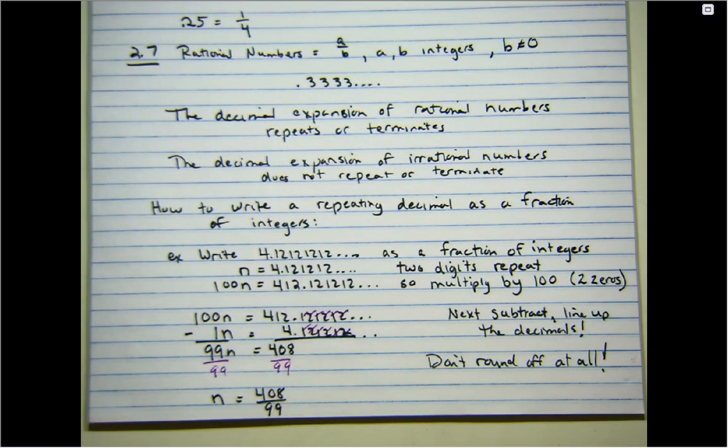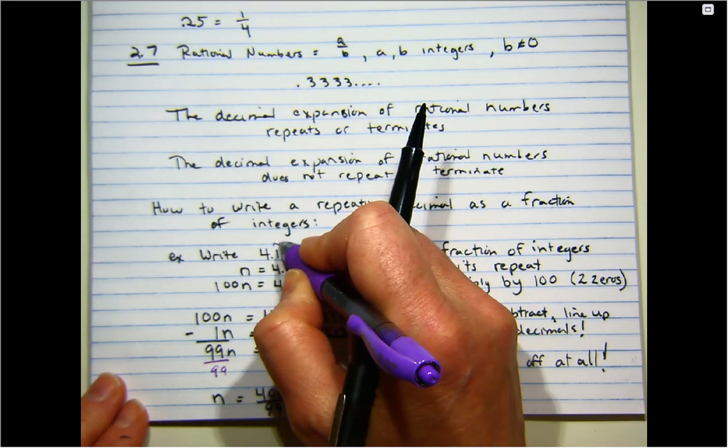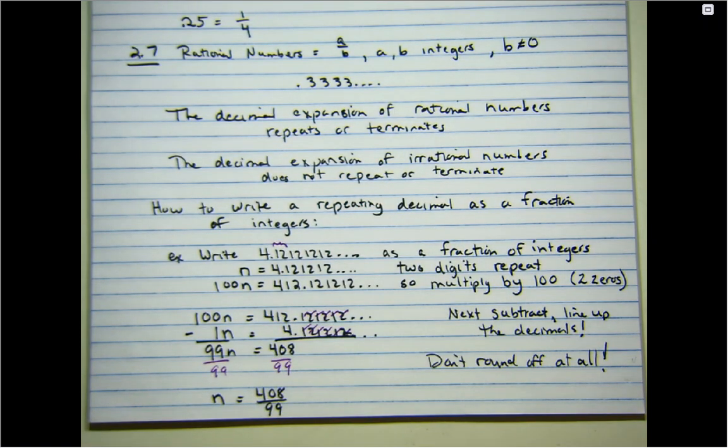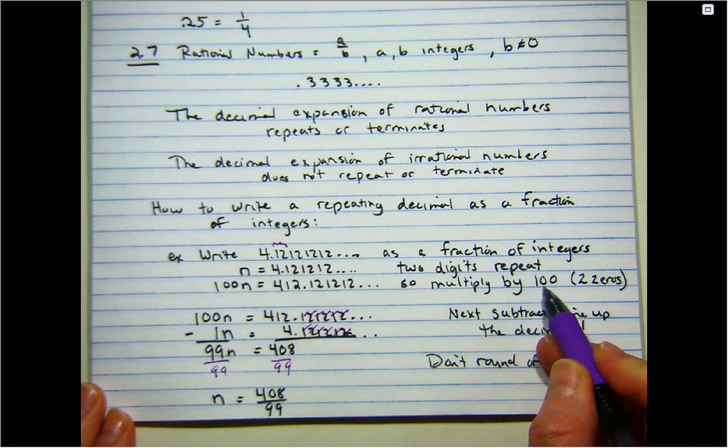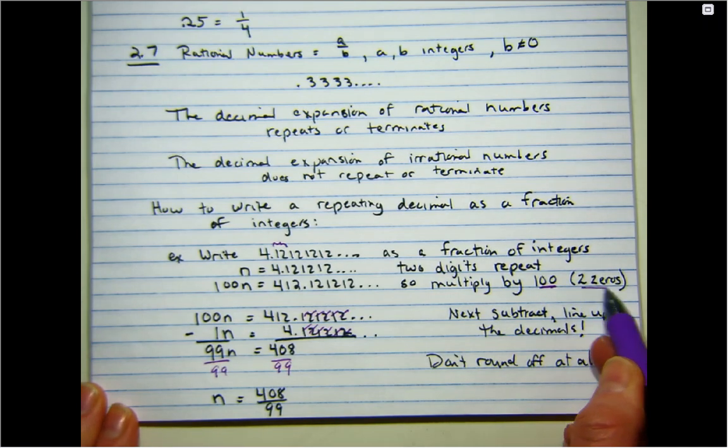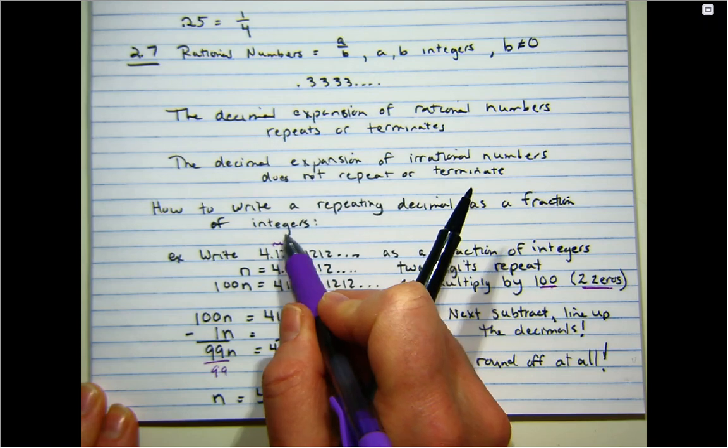So when you have a repeating decimal like that, you can turn it back into a fraction made up of integers. Just pick the number of repeating places, how many digits are repeating. So here, 1, 2, 2 digits. That tells you what power of 10 to multiply by. So there were 2 zeros because there were 2 digits.